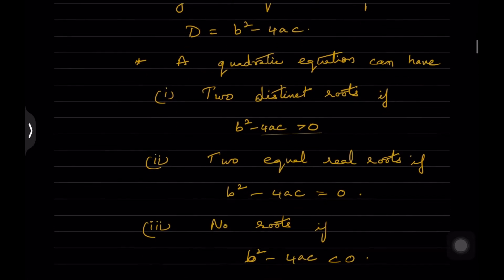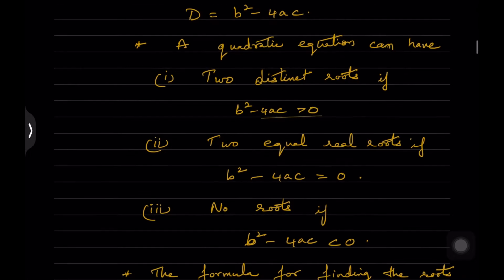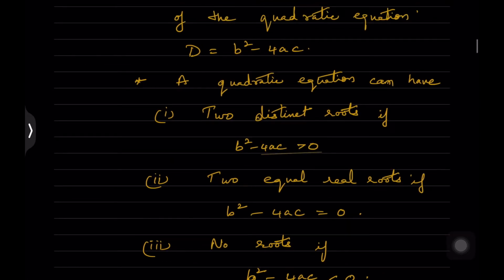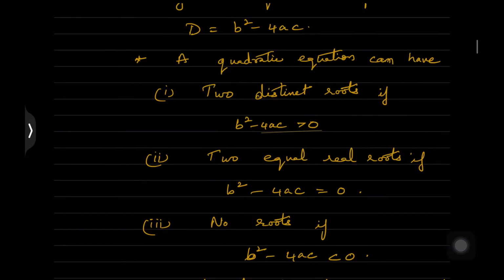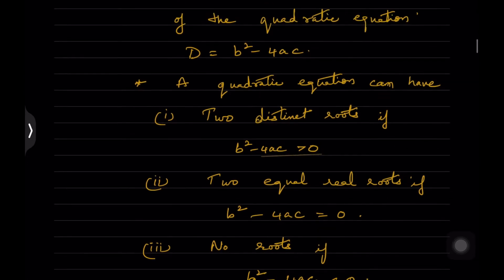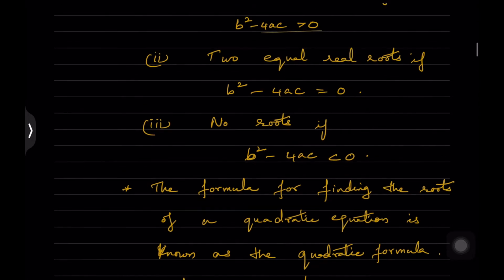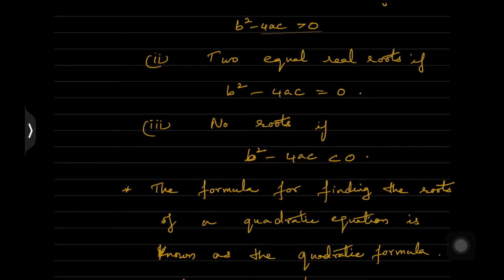Now, what kind of roots a quadratic equation has will depend upon the discriminant. If D, that is b square minus 4ac, is greater than 0, you have two distinct roots. If b square minus 4ac is equal to 0, that is D is equal to 0, you will have two equal real roots. And if D is less than 0, you will have no real roots at all.